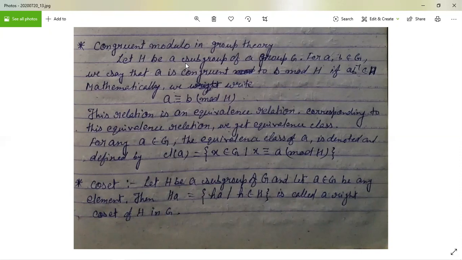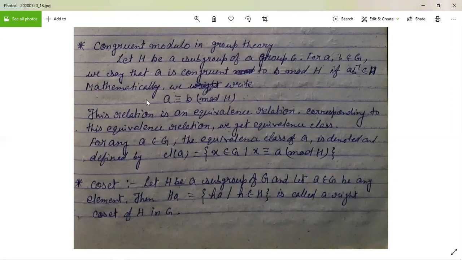Here we define congruence modulo in group theory as follows. Let H be a subgroup of a group G. For any elements A and B belonging to G, we say that A is congruent to B modulo H if AB inverse belongs to H. This is the condition of the subgroup taught in the last theorem. Mathematically, we write A congruent to B modulo H.